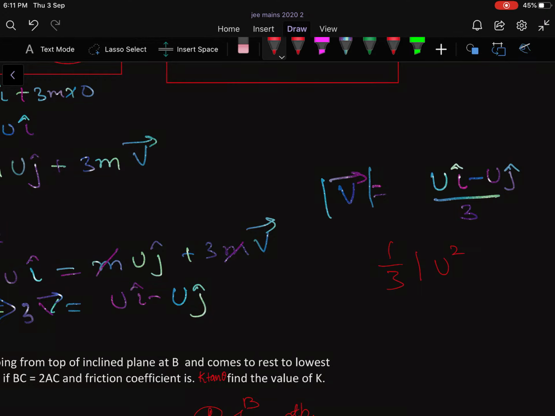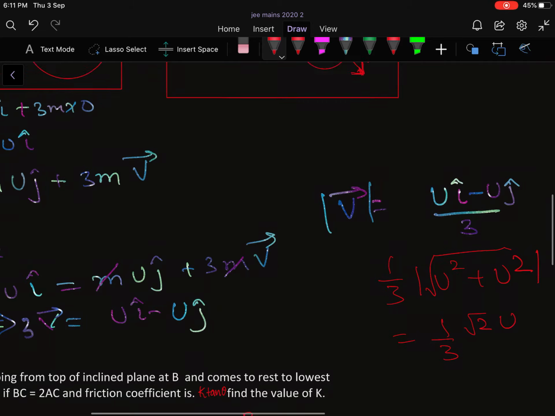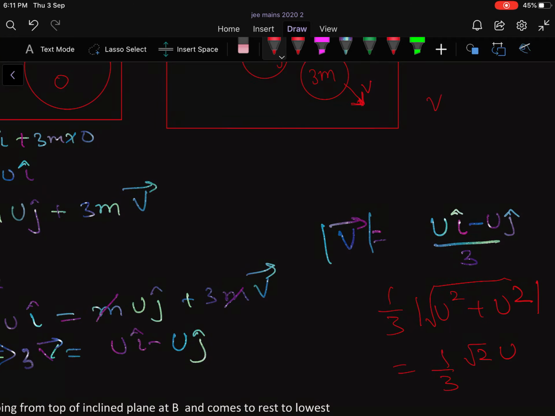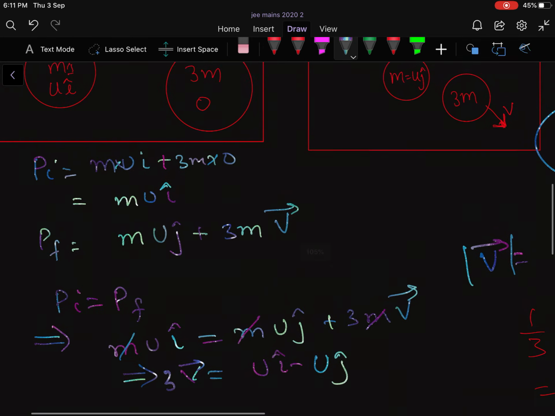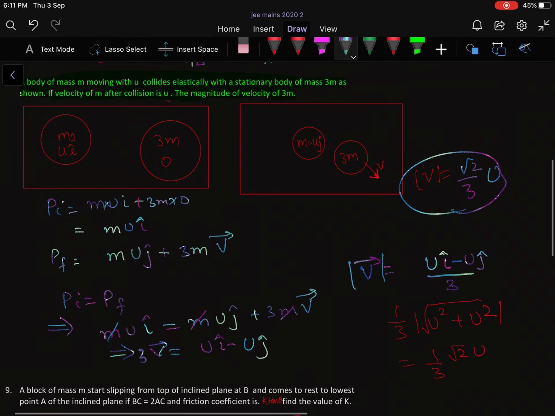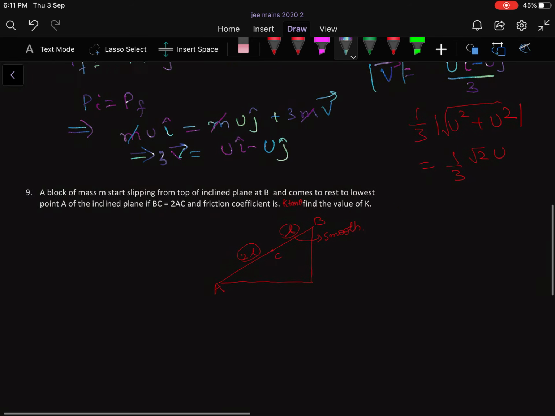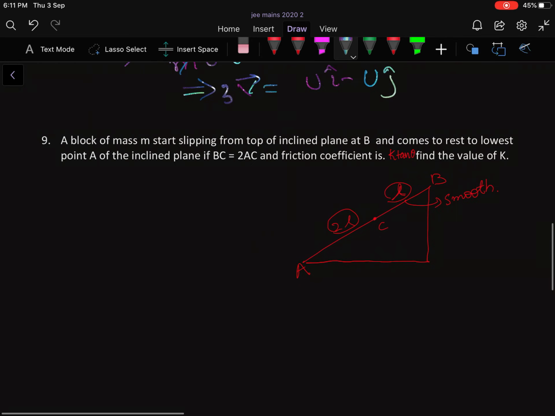1 by 3 into u square plus u square under root. That will be 1 by 3 and root 2u. So the magnitude of velocity, the answer will be root 2 by 3u. Okay. So this was the easy question. Just don't make any calculation mistakes. Okay. Now proceeding to the next question.